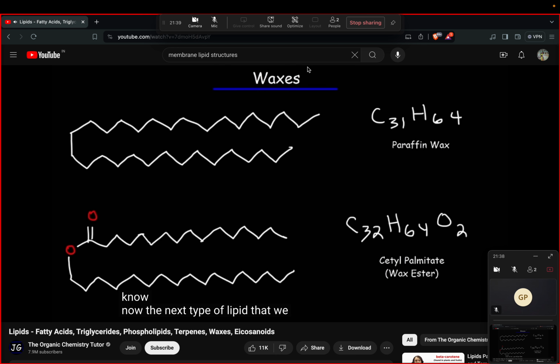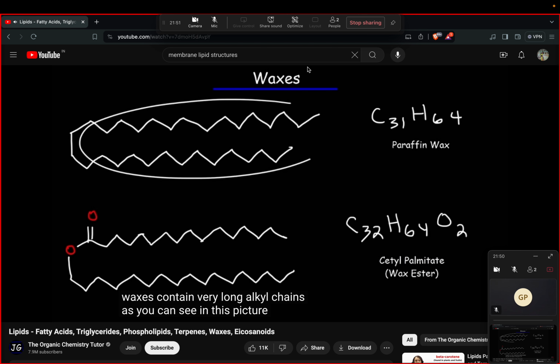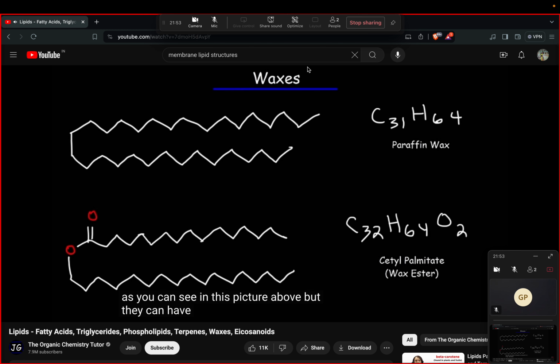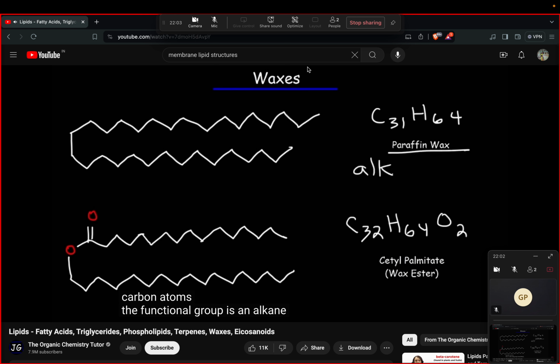Now the next type of lipid that we need to talk about are waxes. Waxes are nonpolar. They don't mix well with water. Waxes contain very long alkyl chains, as you can see in this picture above. But they can have many different functional groups. Here we have a paraffin wax with 31 carbon atoms. The functional group is an alkane. An alkane is an organic molecule that only contains carbon and hydrogen. It doesn't have any double bonds. So it's a saturated compound.